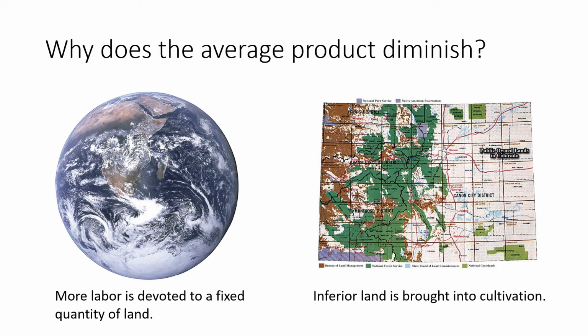Thinking about this and bringing a little more context to it, think about the state of Colorado. If we were to bring the entirety of Colorado into cultivation, we would be bringing inferior land into the process. In eastern Colorado, we have much of the plains, and you can see a lot of agricultural processes being run in this area. As we move west, it's very difficult to grow a lot of different things as we move to higher and higher elevations. That's not very suitable land for that type of production process. And so we would see the average product diminish.